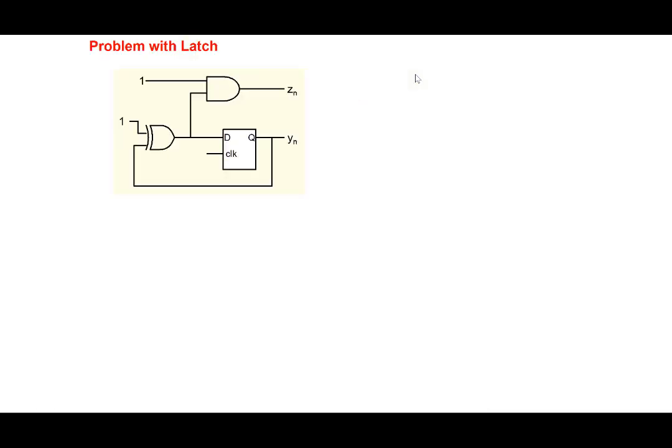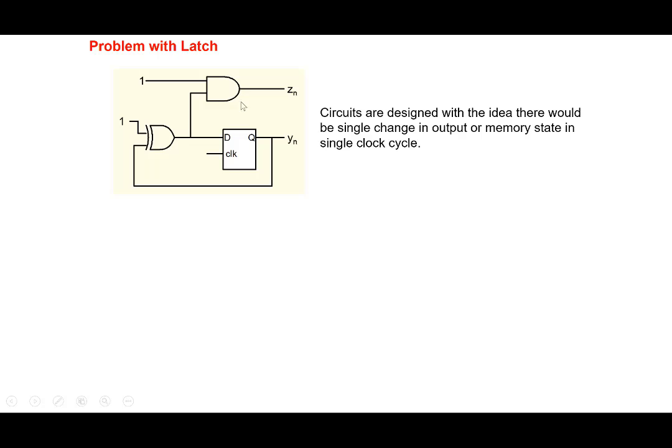Now, the latch that we've been talking about is a latch where as long as the clock is high, Q follows whatever happens at D. Any change in D results in a change in Q. And that can cause a problem in many circuits. It can be illustrated in a very simple manner with this particular example. Circuits are designed with the idea that there would be a single change in output or memory state in a single clock cycle. The whole idea of a clock cycle is that everything takes place in sync with the clock, and with one single change in one single clock cycle.